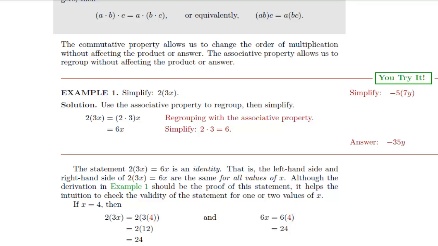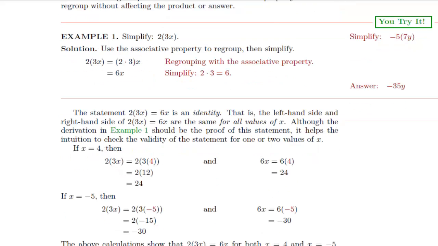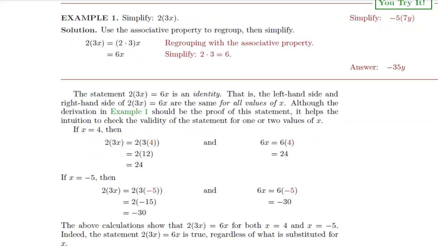The statement 2 times the product of 3 and x equals 6x is an identity. That is, the left-hand side and right-hand side, 2 times the product of 3 and x and the product of 6 and x, are the same for all values of x. Although the derivation in Example 1 should be the proof of this statement, it helps the intuition to check the validity of the statement for one or two values of x. If x equals 4, then we get 2 times 3 times 4, and 3 times 4 is 12, and 2 times 12 is 24. Similarly, 6 times 4 is 24.